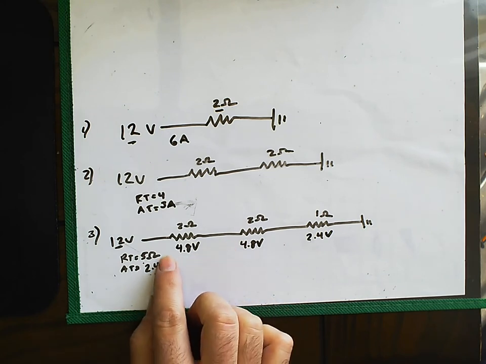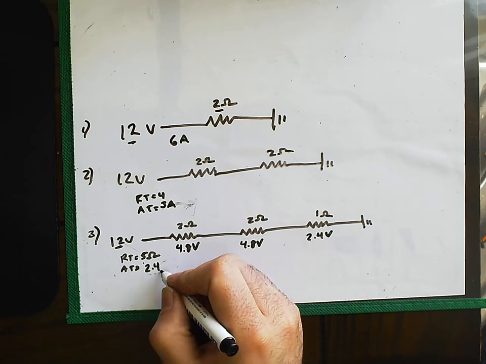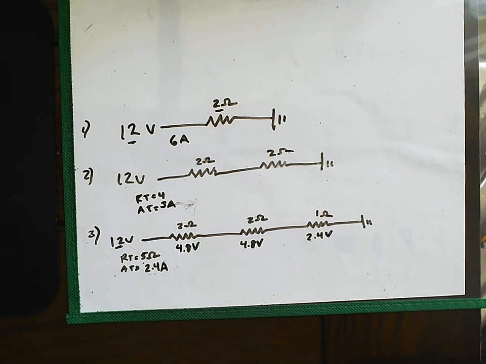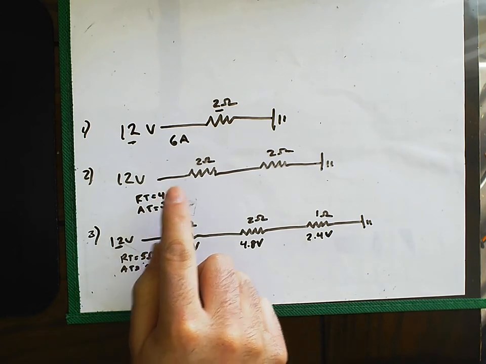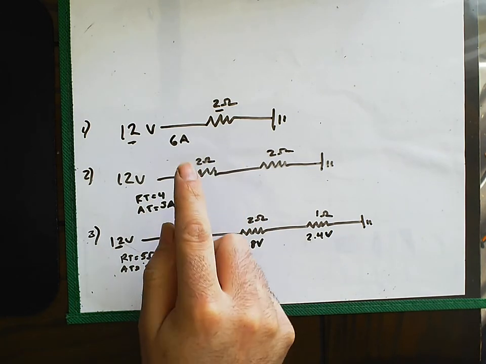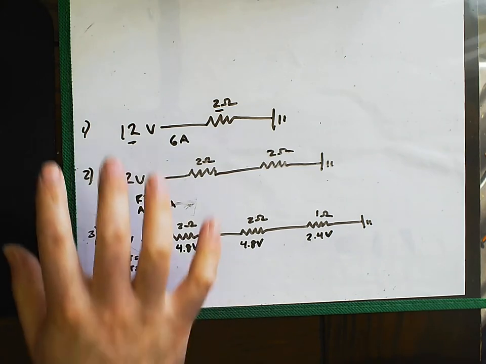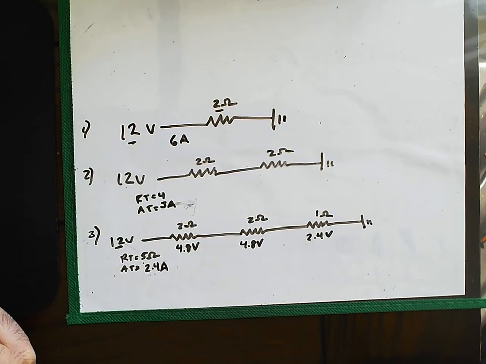This should not be a resistance value, this should be an amperage. Sorry, I just caught that right now. So remember, as my total resistance goes up, 5, 4, and 2, my amperage goes down, 6, 3, and 2.4. These are the rules for a series circuit. I'm going to publish this video so you guys can review it if needed.